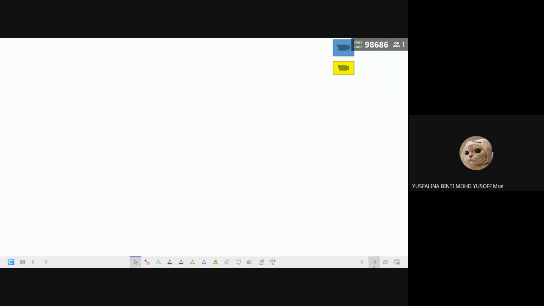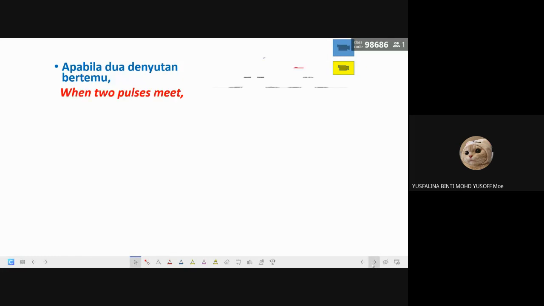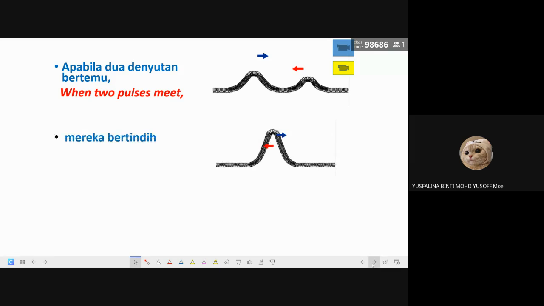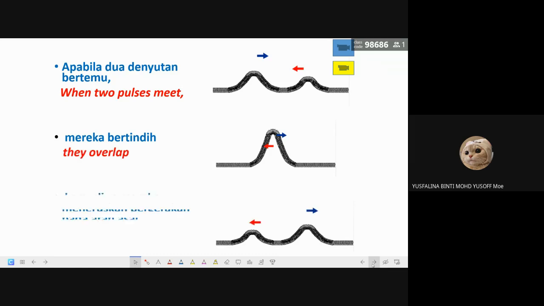So there they overlap. When the two pulses met, they produce the high giant wave. Then they move back in their original directions. This one will move to the left, and this one will continue to move to the right. After they overlap with each other, the red one will just continue to move to the left, and the blue one will just continue to the right.